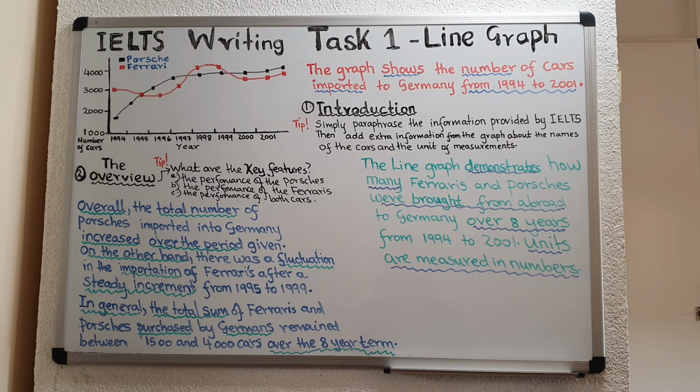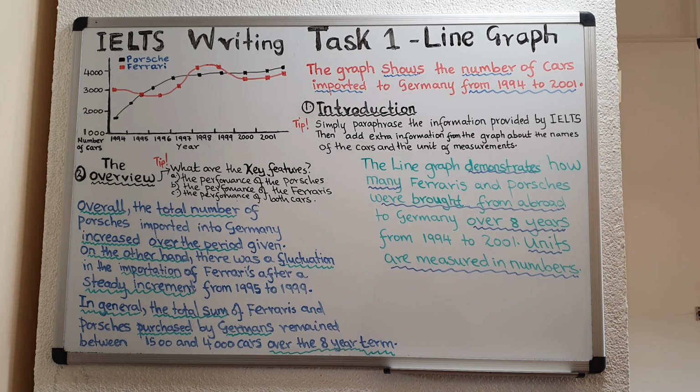1999. Steady increment means that it goes up, up, up, up, up. It does not go up and down. Up and down is fluctuation. Steady increment means it goes up, up, up. If you look from 1995 to 1999, it keeps going up. The number of Ferraris that were bought between 1995 and 1999 just keeps going up, up, up, and up. So that's why we're talking about a steady increment.